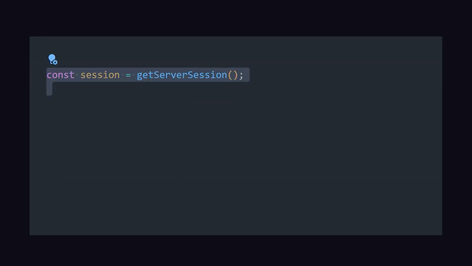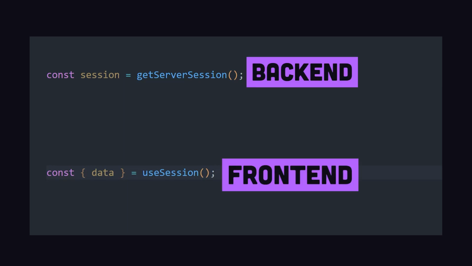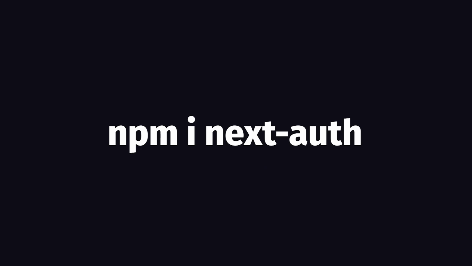This is extremely powerful in meta frameworks like Next.js because the client API allows you to check the user authentication state from both your front-end and back-end code seamlessly. To get started, install it in a framework like Next.js.